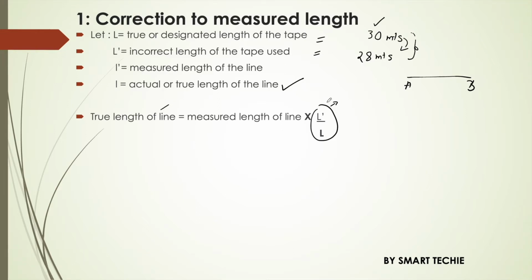So these corrections I have made to my measured length of the line AB. We can write this equation as: my actual or true length is L, and L is equal to the measured length multiplied by L dash by L. So this will be my correction to my measured length.